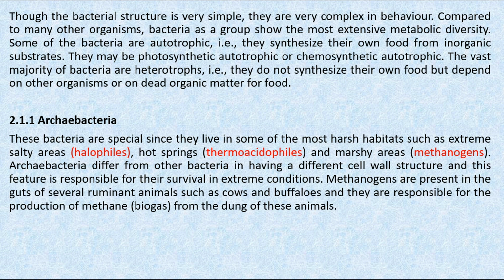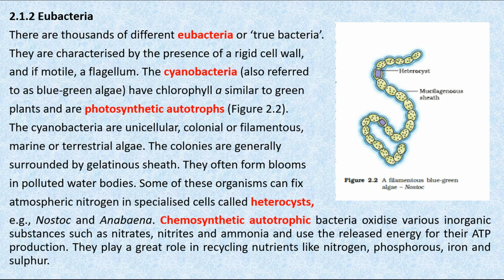Methanogens are present in the guts of several ruminant animals such as cows and buffaloes, and they are responsible for the production of methane, biogas, from the dung of these animals. There are thousands of different eubacteria or true bacteria. They are characterized by the presence of a rigid cell wall, and if motile, a flagellum.